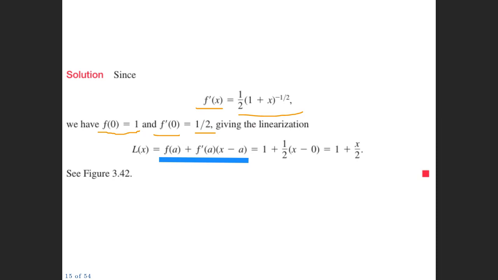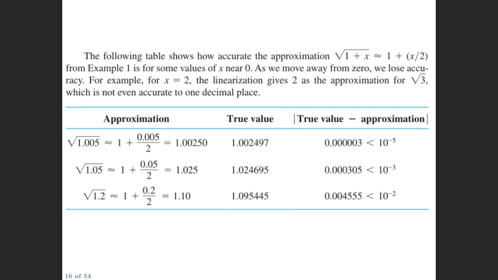Now, how good an approximation is this? Well, let's suppose we're looking at x is 0.05. If we use the approximation, we would calculate 1.00250, or if we calculated the exact value, we would get approximately 1.002497. That's pretty close. The error, the difference between the true value and the approximation, is less than 10 to the power minus 5.